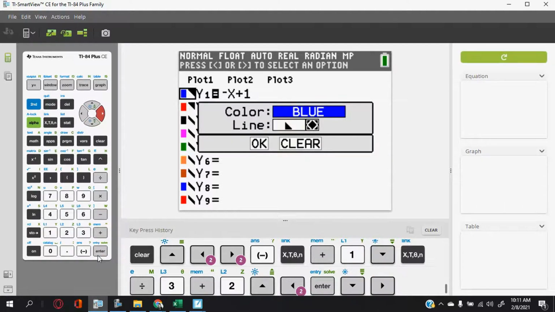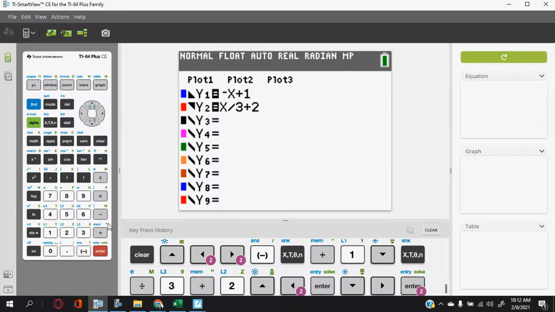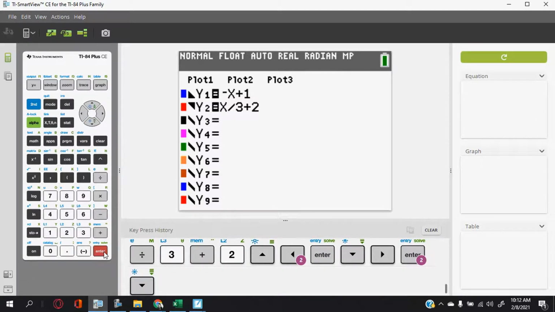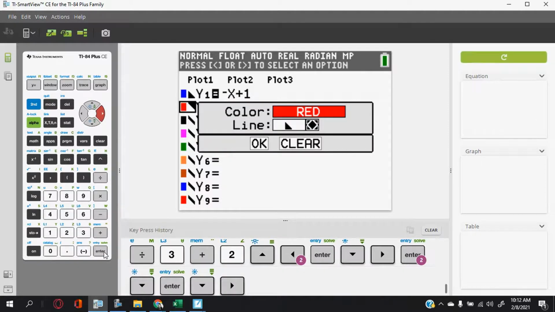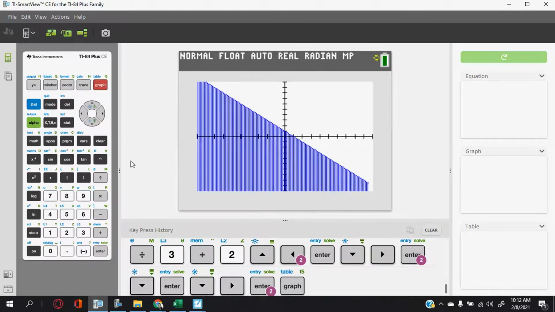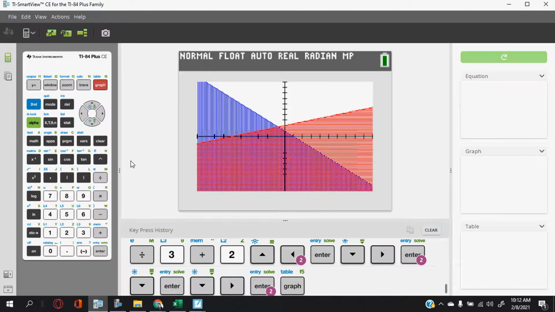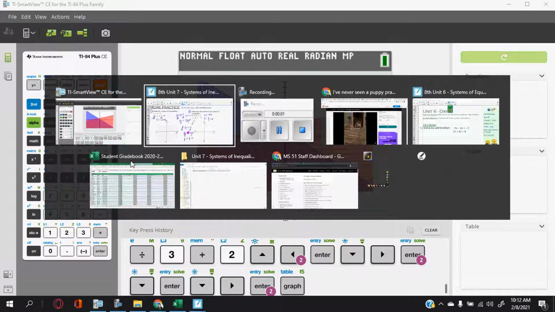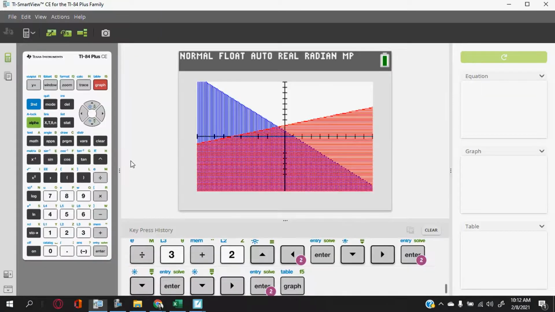Now this is less than, right? So let's see. Less than. So what does that mean? Let's take a look at the graph. Yeah, it's right. Yep, x over 3 plus 2. I did it right. Okay, so there it is. There's our system of inequalities. So determine the solution. All right, what's the solution? Right, it's right here.